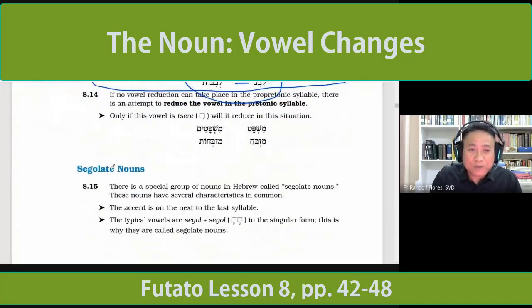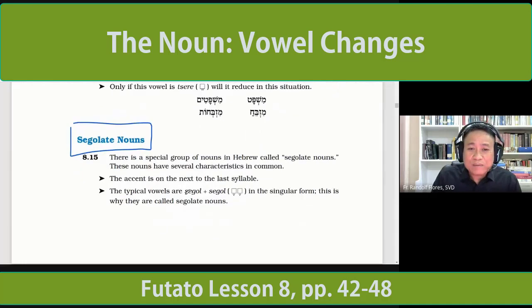Now, there are nouns that are called segolate, not chocolate, but segolate. What are these segolate nouns? A segolate noun is when the vowels are segol plus segol. Two segols, one after the other. There are nouns like that. Melek is a segolate noun. Melek, okay? King.